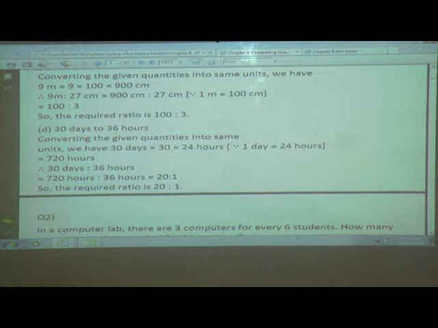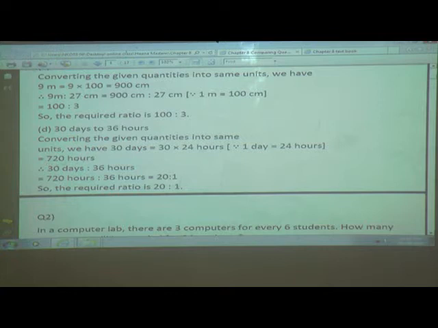Here, converting the given quantities into the same units, we have 30 days. You can convert it into hours. 1 day is equal to 24 hours. So 30 multiplied by 24 hours, because we know 1 day is equal to 24 hours. After multiplying these we get 720 hours.